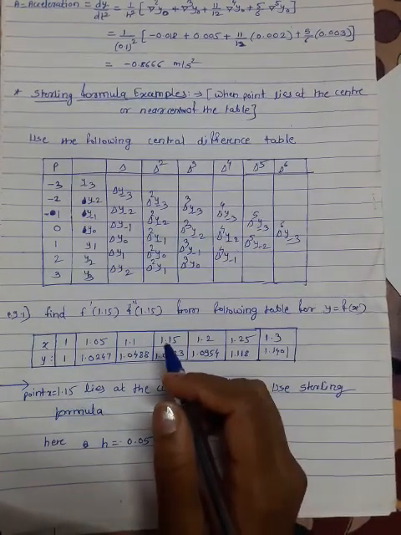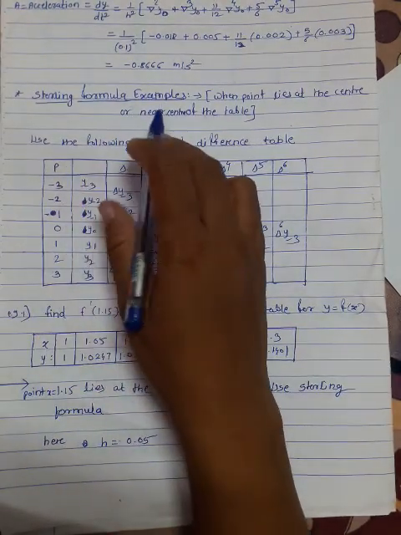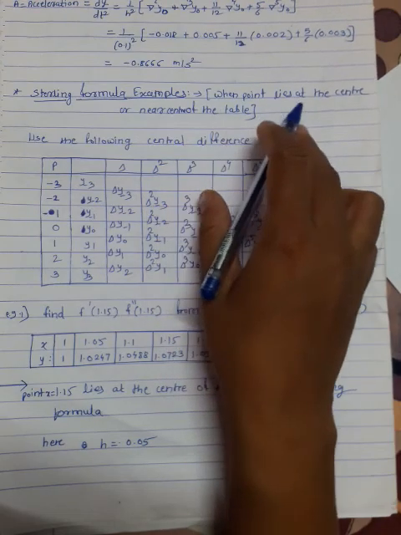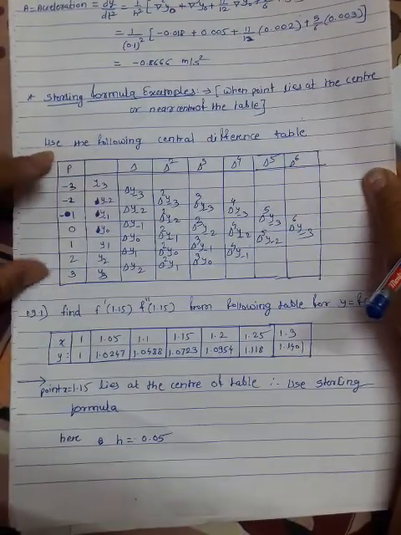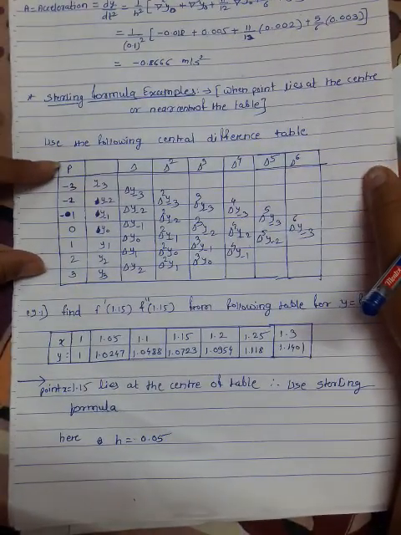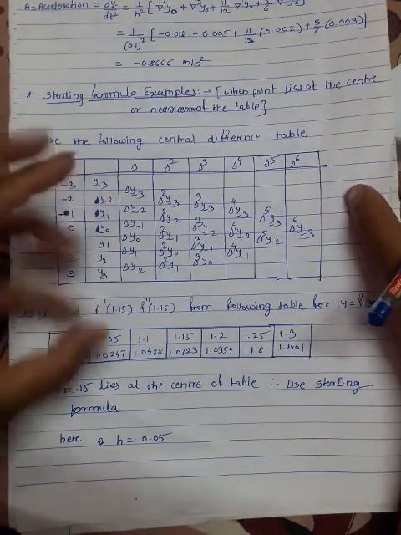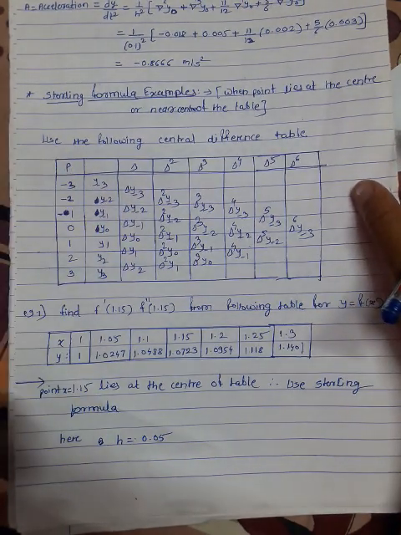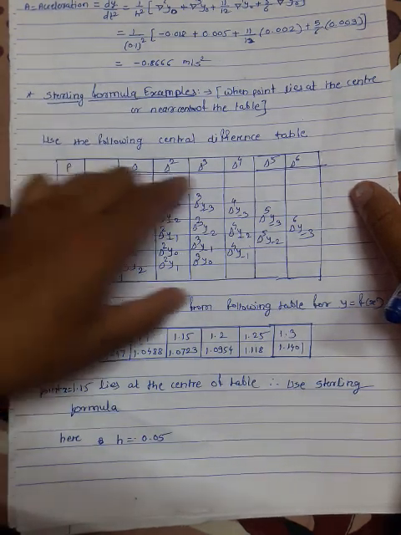Okay. Now let us see the next, third type, that is Stirling formula examples, when the point lies at the center or near the center of the table. We have to use this table because in the formula itself the suffixes are all negative. How to take negative suffixes, how to read those values, we just have to follow this table.